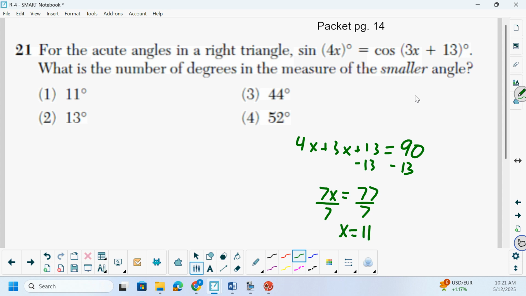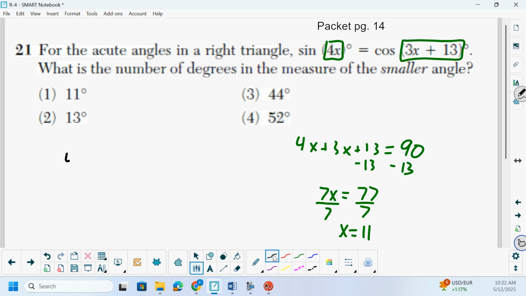Always, always, always on this test, do not circle your answer when you get a variable. Reread the question, see if that variable is what we wanted or not. Our question asks us to find the number of degrees of the smaller angle. Well, one of the angles was 4x, the other one was 3x plus 13. So we do not want to circle 11 for our answer. Notice they have it as a distractor choice because they know they're going to get a certain number of people to just automatically circle that.